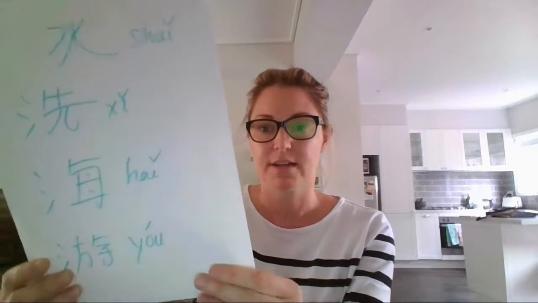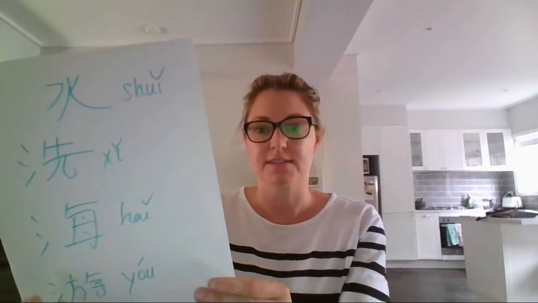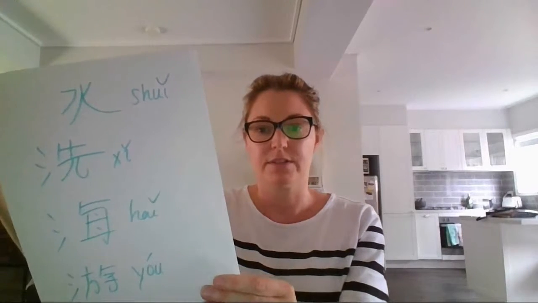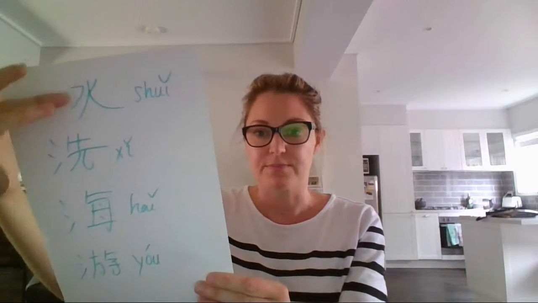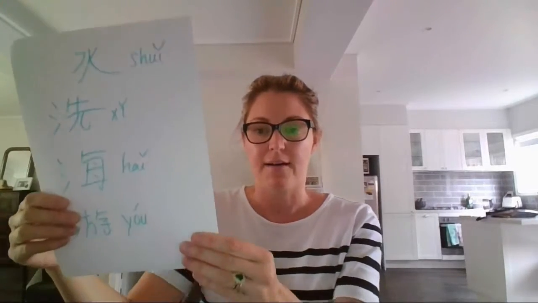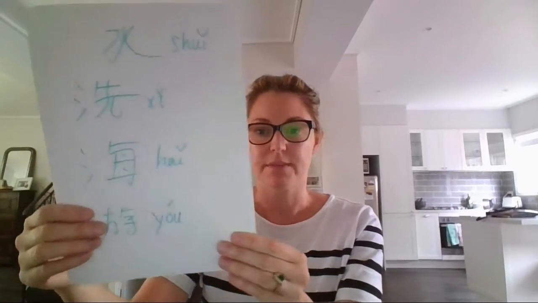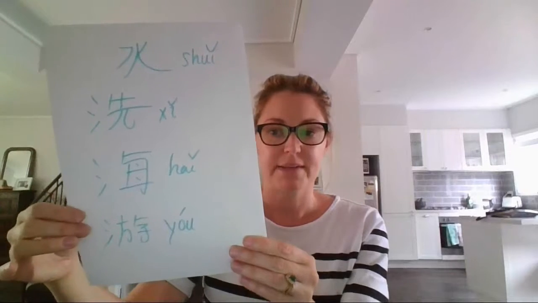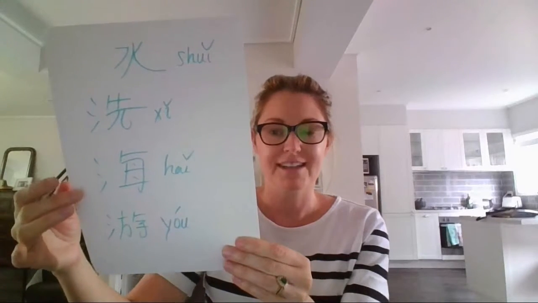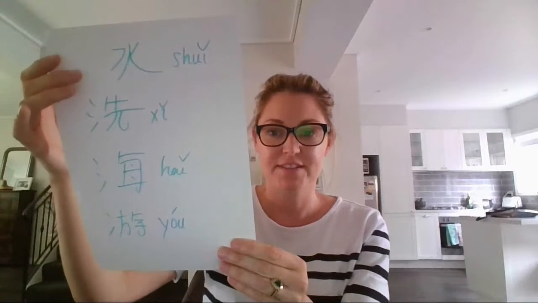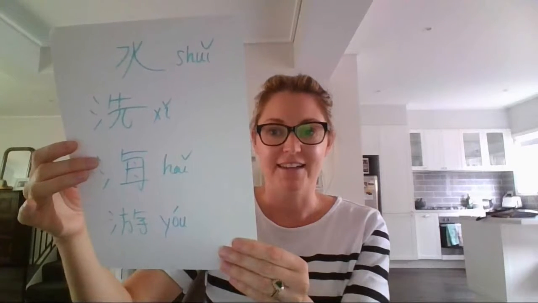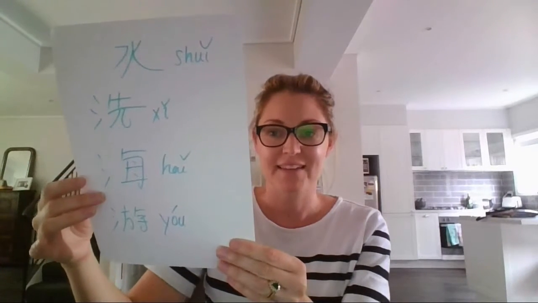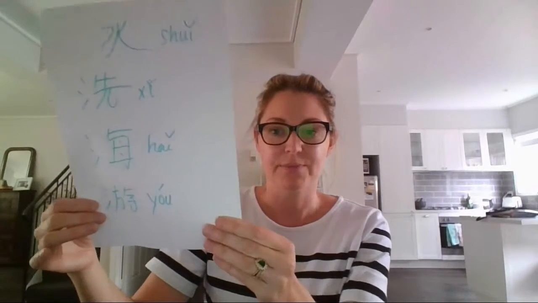So every character looks quite different, but if I use these examples here, we can see that this particular word shui, which means water, has some 3 strokes to it, and these words all have the same 3 little strokes in front of them. And the reason being is that those 3 little strokes actually mean water. So this word here, xi, is to wash. This word here, hai, is the ocean, and this word here, you, is to swim.